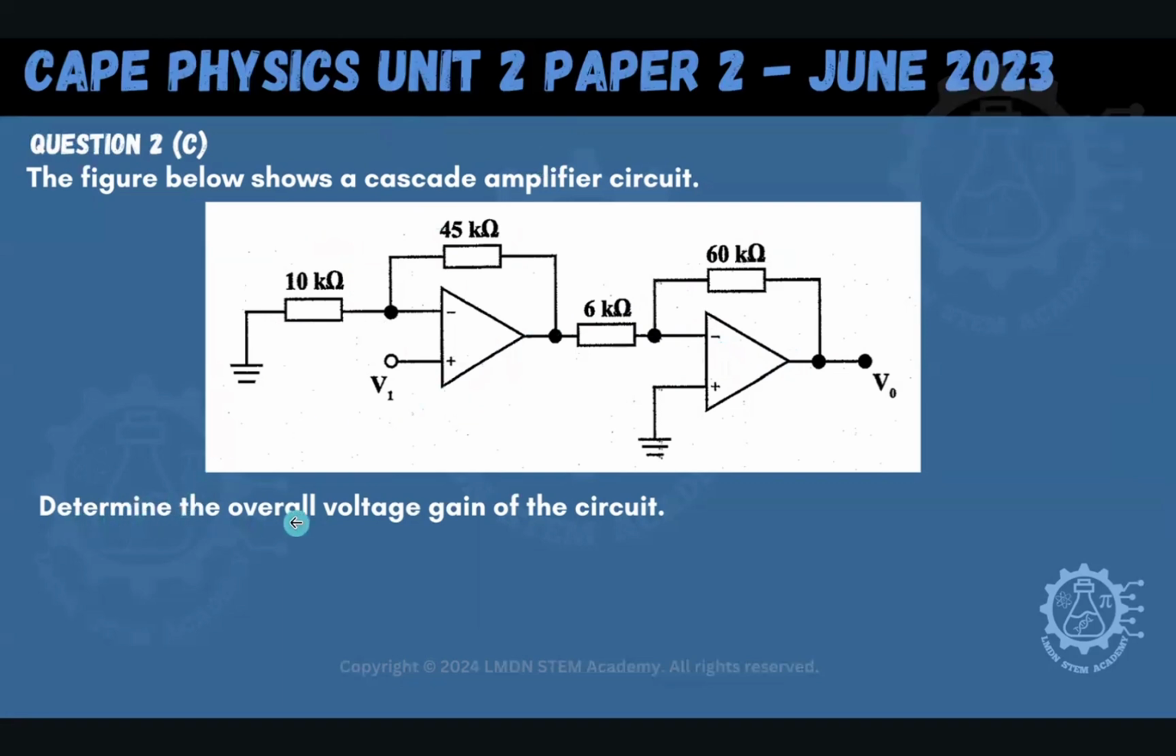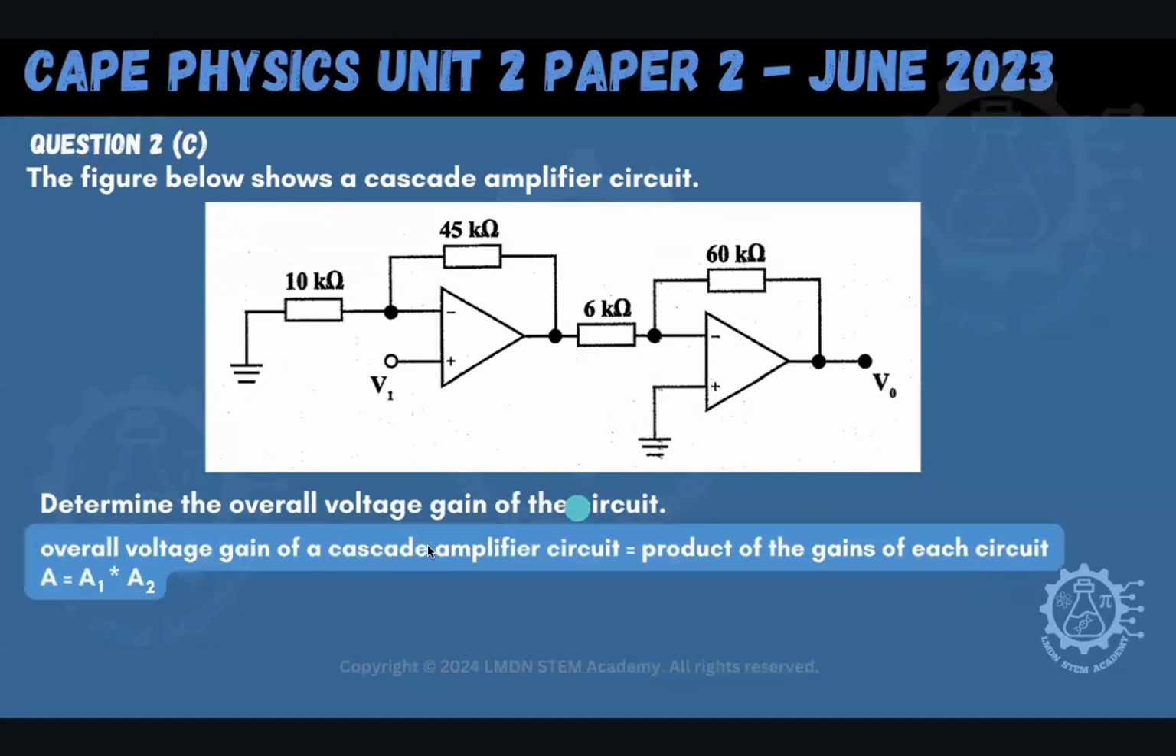So we're being asked to determine the overall voltage gain of the circuit, the overall voltage gain that we're going to get out of these amplifiers being cascaded like that. Here's how we approach this. The overall voltage gain of a cascade amplifier circuit is equal to the product of the gains of each circuit. So if this is my first circuit and this is my second circuit, the first circuit has a gain A1 and the second circuit has a gain A2.